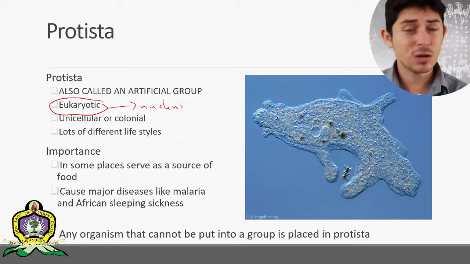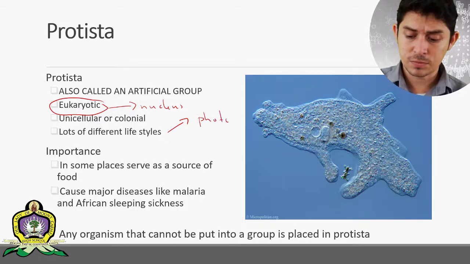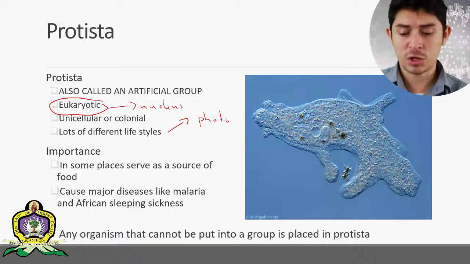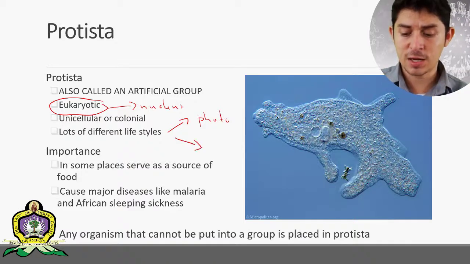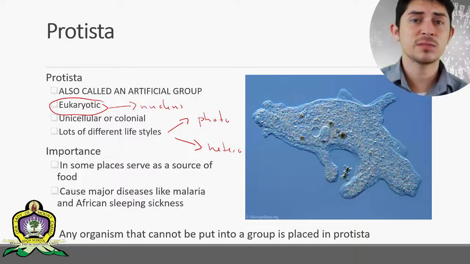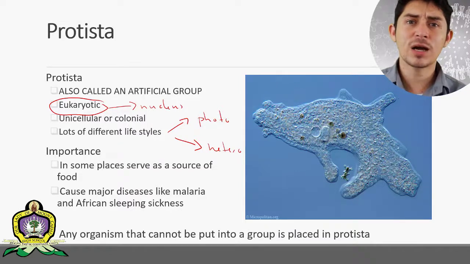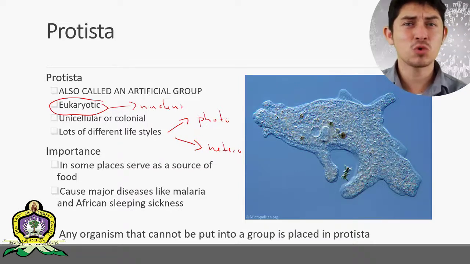And they also have different lifestyles. That means some of them are photosynthetic, meaning that they can produce their own food, or they can be heterotrophic, which means that they rely on other organisms, they eat other organisms in order to remain alive. Let us look at the importance. Why are protists important?